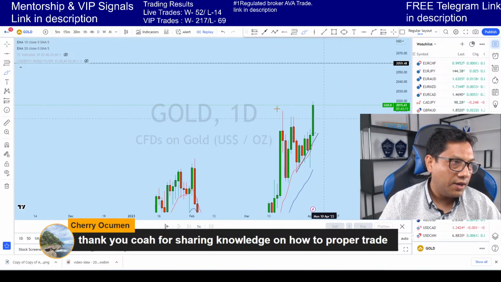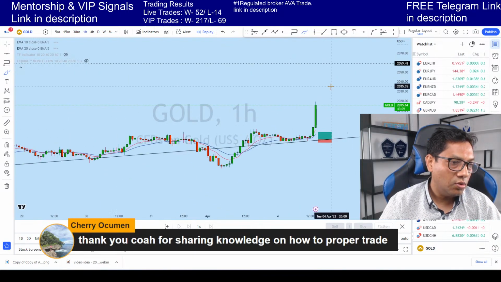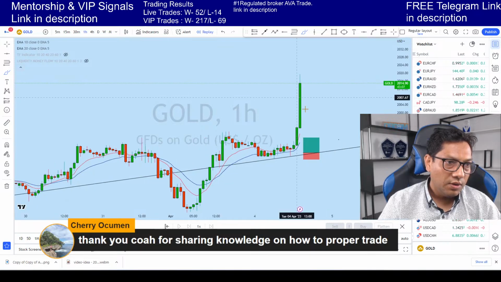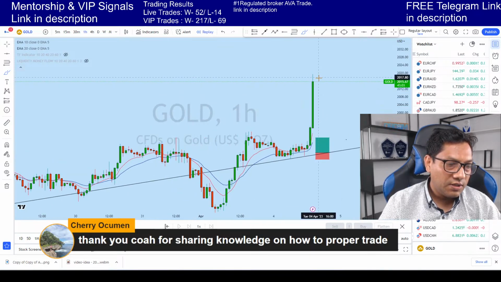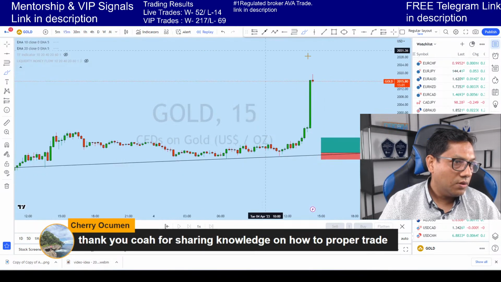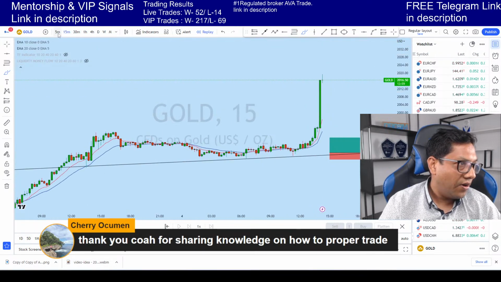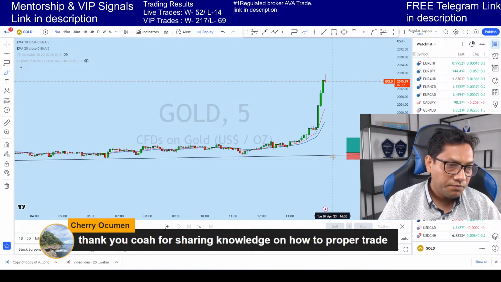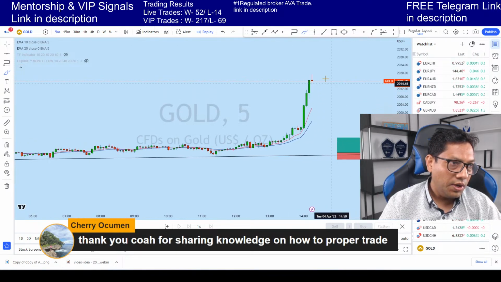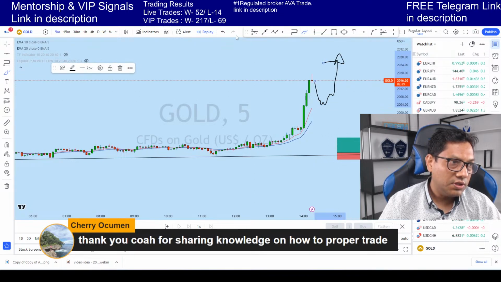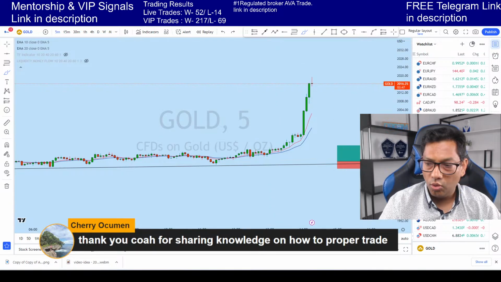So how can we now ride that trend? Let's go to the lower time frame. Now this is the news candle. As soon as this one, or any other on the 5 minutes or 15 minutes, comes down for a pullback, then we will be looking to ride the trend. So there is a very high probability that gold will go bullish.